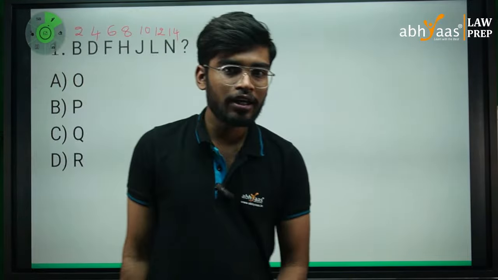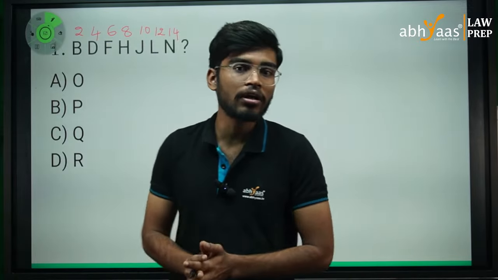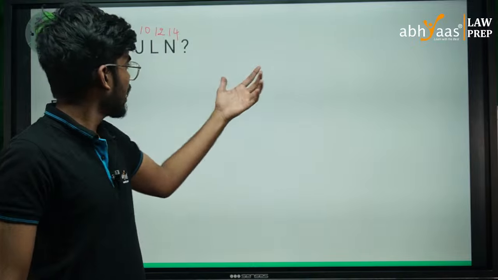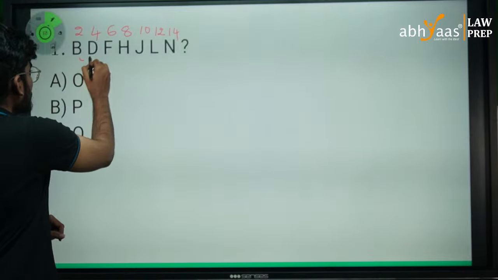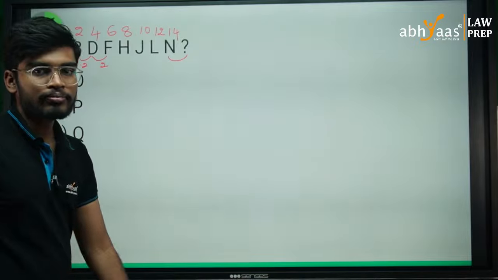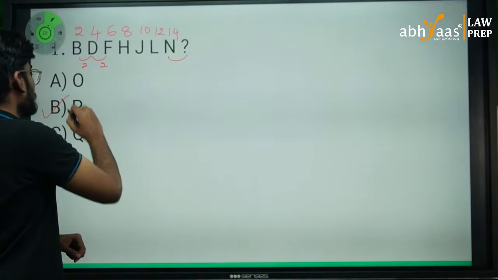Of course, if you know how to solve the problems in number series, you can say that it is an even number series. Else, you can say that the common difference is, clearly you can observe, the difference is 2. So what is N plus 2? O, P. So the answer for this is P, which is in option B.